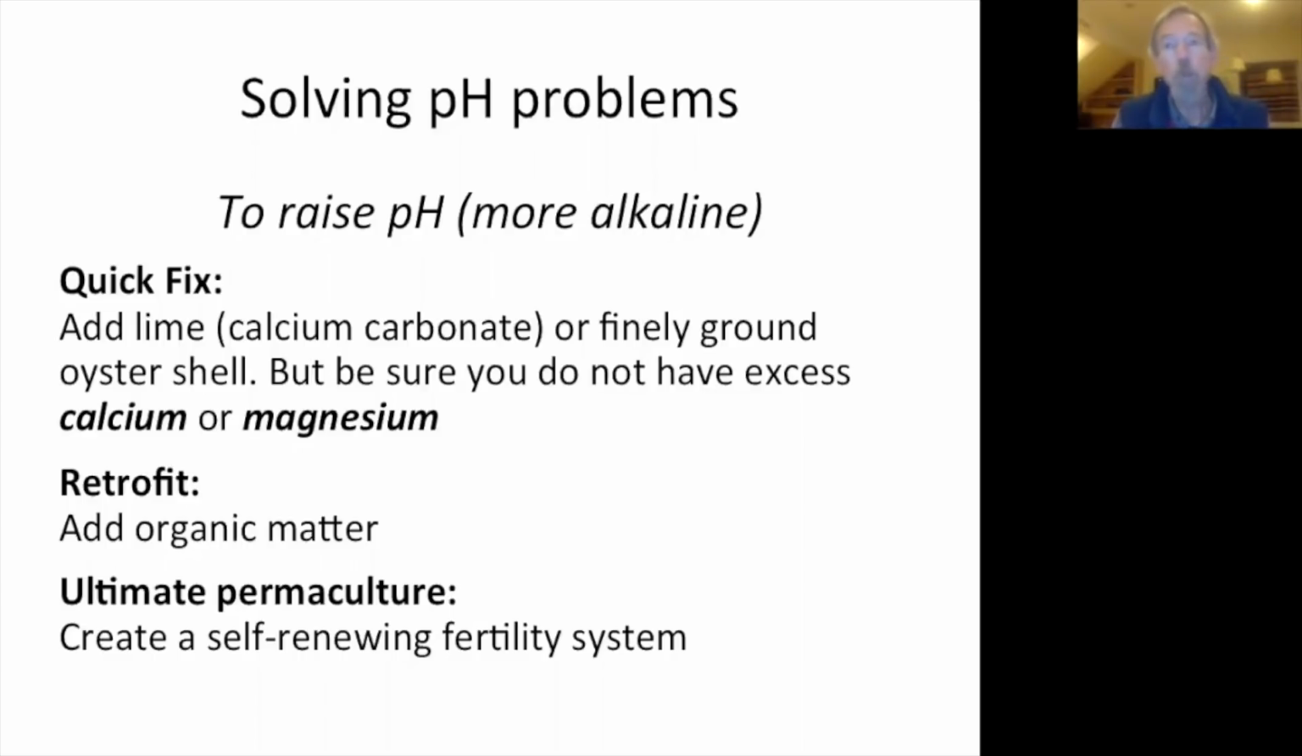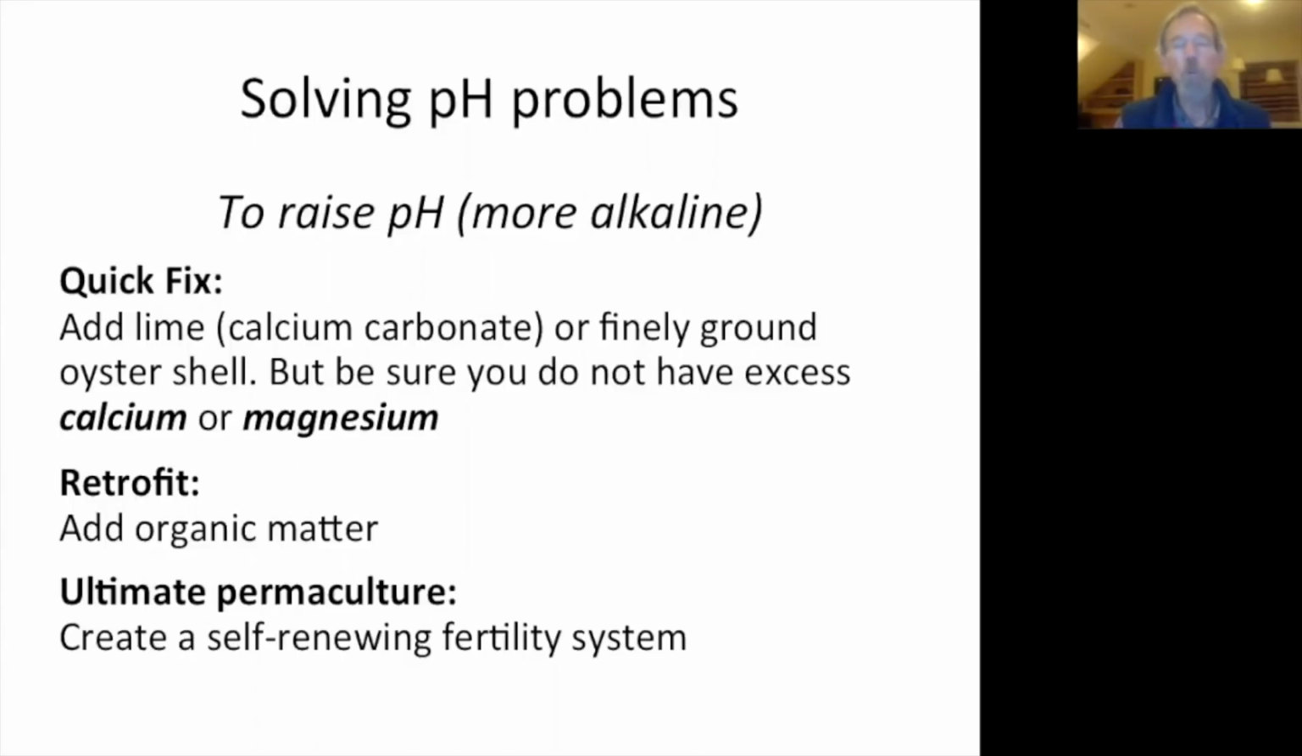And so ideally we could move away from quick fixes like that, although a lot of farmers just always use lime. And there are forms of lime that have just calcium in them, but there's another form of lime called dolomite lime that's got magnesium in it as well. And if you add that without thinking about it, you can add too much magnesium into your soil and cause trouble. So, but the longer term solution is to add organic matter.